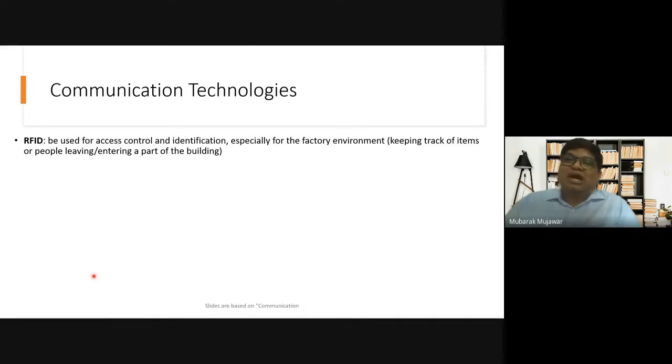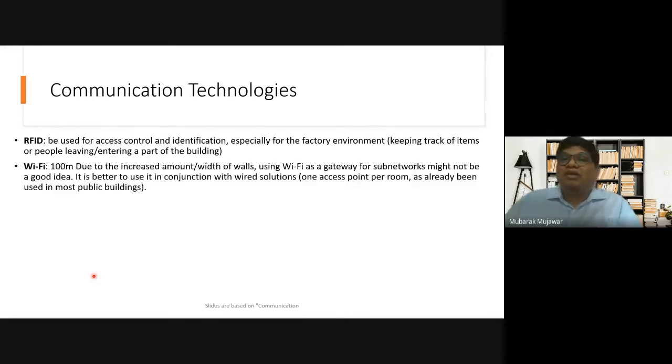So that's why we can use RFID as an identity card. The next thing we can go for is Wi-Fi for sub-ranges, for internal ranges. It has a range of about 100 meters. So we can use Wi-Fi as a gateway for sub-networks.